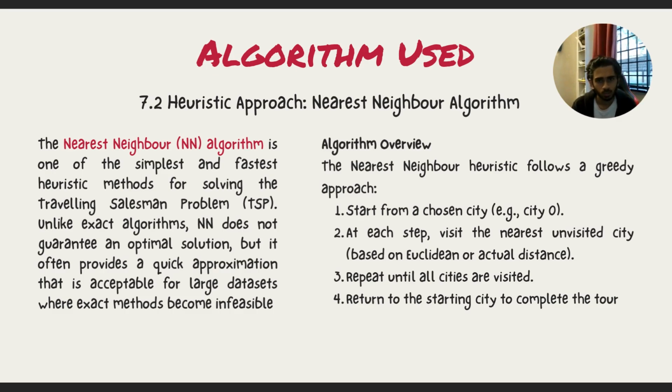So how does this work? The algorithm works by first choosing a city, and then at each step it will find the smallest distance to the next city. It repeats this step until all the cities are visited, and it returns to the starting city.